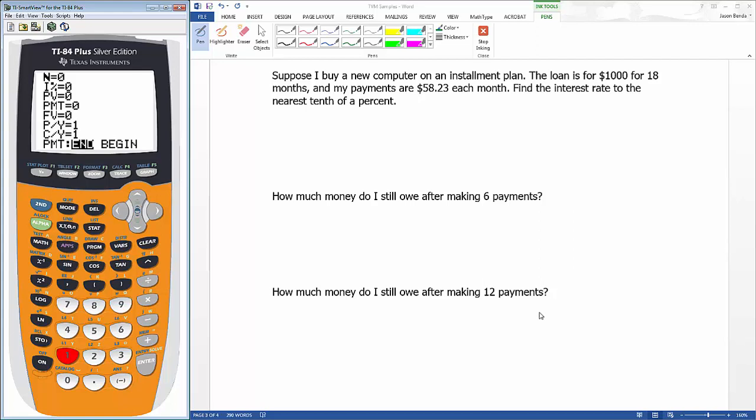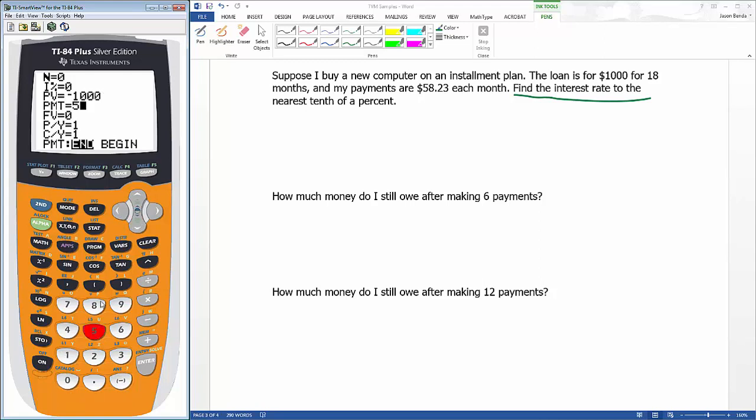Here I'm looking for the interest rate because it says find the interest rate. So I know I'm going to solve for the interest rate. It says the loan is for $1,000. So the present value of the loan to me is negative $1,000. That's how much debt I have.